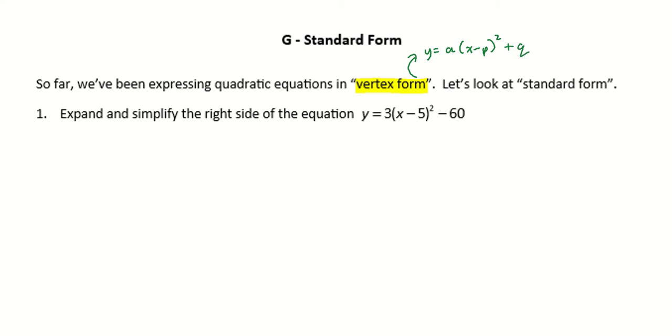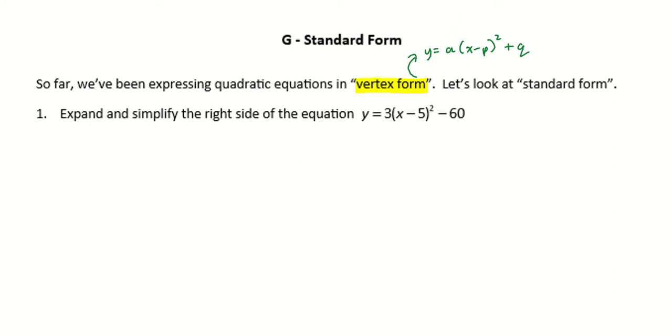It's the one that's easiest to work with. First of all, you can find the vertex just by looking at it. You know whether it opens up or down because a is positive or negative, right? That tells you whether the parabola opens up or down, and it tells you if things have been stretched. So there's lots you can tell from vertex form.